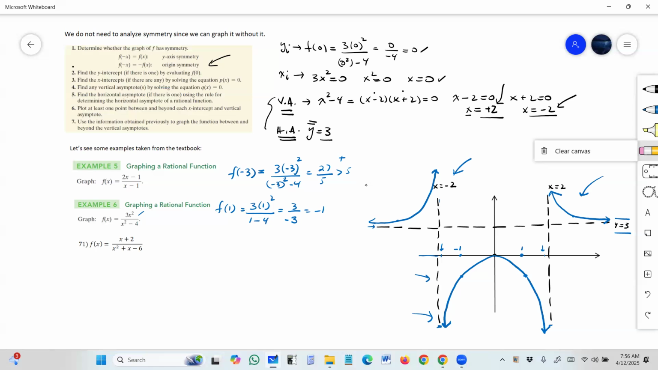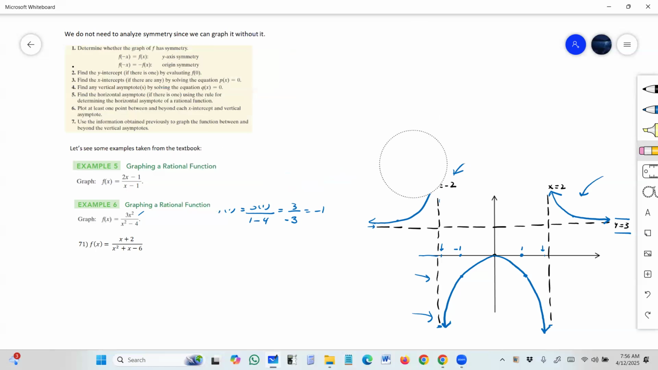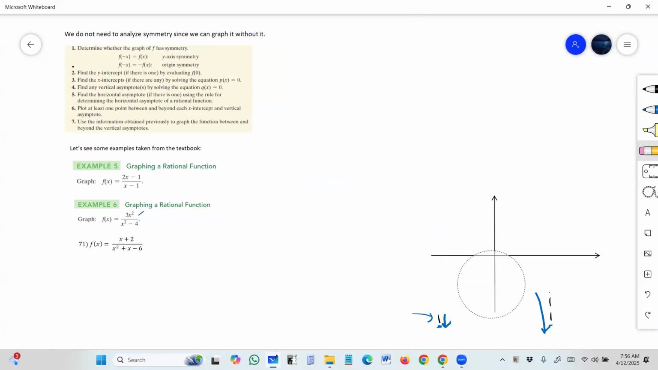So let's see the last example. The last example is very good. Example 7. And again, we begin with the y-intercept. The y-intercept is f of 0. So 0 plus 2, divided by 0 squared, which is 0, plus 0 minus 6. So this is 2 over negative 6, which is negative 1/3.